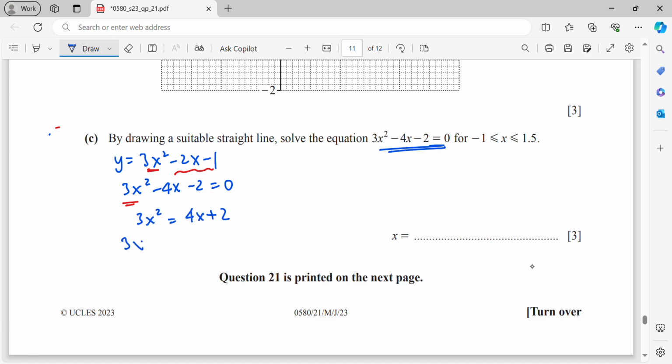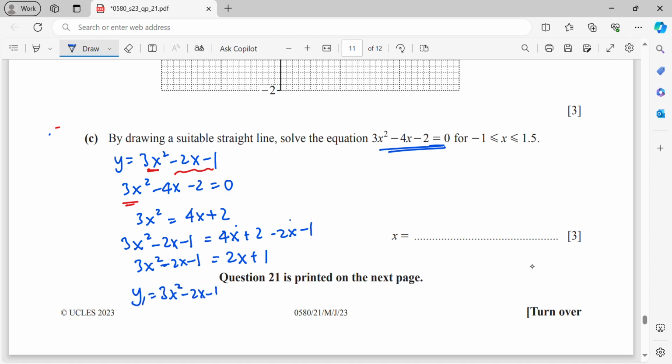Now, 3x squared minus 2x minus 1, so you add on these two terms, both sides. So I get 4x plus 2 minus 2x minus 1. That means my right-hand side will be 4x minus 2x, that is 2x, and 2 minus 1 is plus 1. That means now here, I will be getting 3x squared minus 2x minus 1 equals a straight line, which means my y1 is a quadratic function, and then my y2 is 2x plus 1.